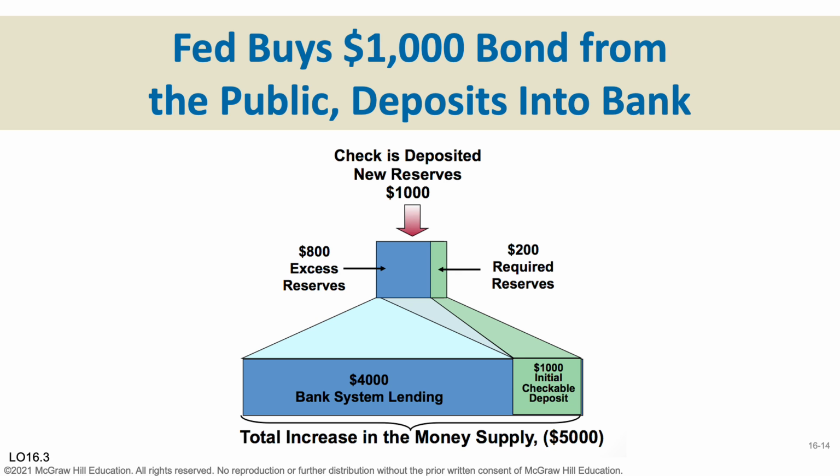The money multiplier is still 5. Remember, the 5 times the excess reserves means the bank can expand the money supply by $4,000 from their increase in lending. The initial check was $1,000, and so when you add it together, the total increase in money supply is still $5,000.